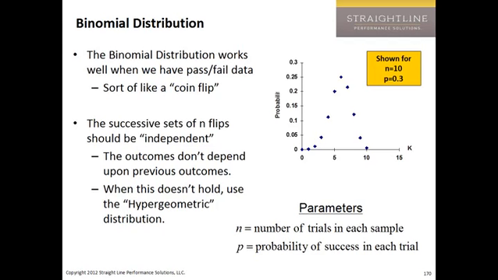Okay, let's move on and look toward the binomial distribution. A binomial distribution is very similar to a Poisson distribution. What it differs in is that instead of just knowing how many defects we have, we know how many non-defects we have. So we can think of it as a coin flip.